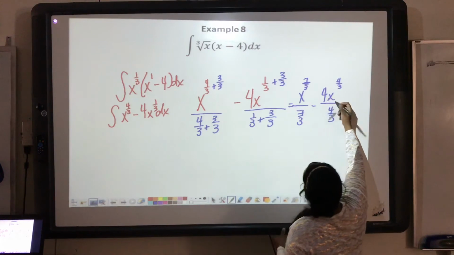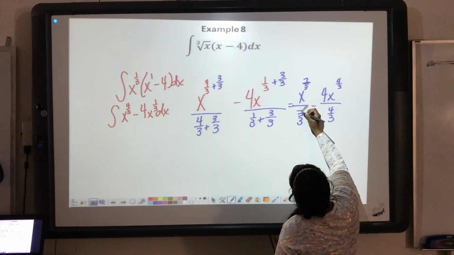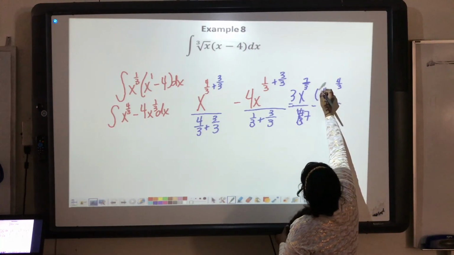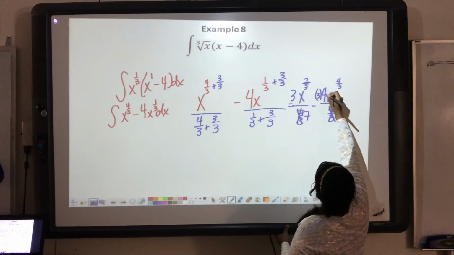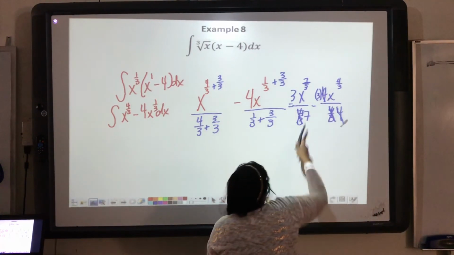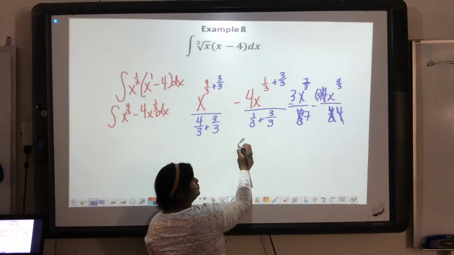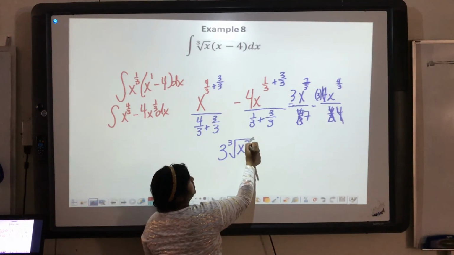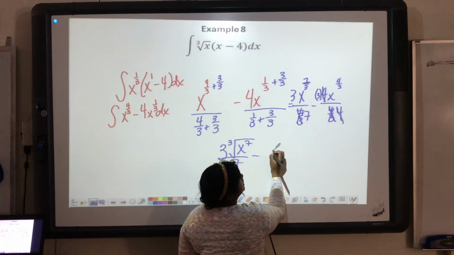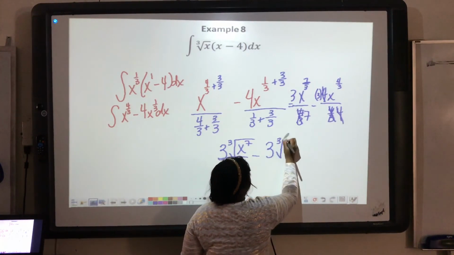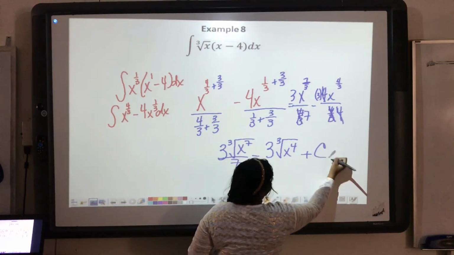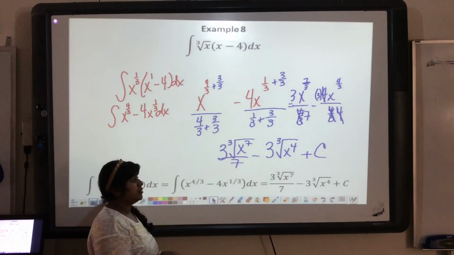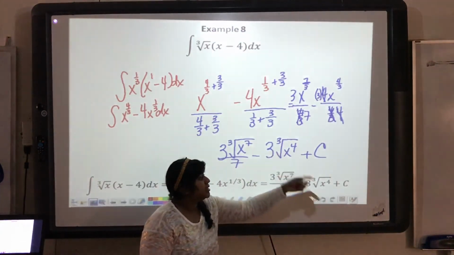Again, I want to flip these and deal with that. So that becomes 3 over 7. And this becomes 3 over 4. I can see my 4's are going to cancel out. And then we want to deal with this exponent up here. So this left one's going to be 3 cubed root of x to the 7th over 7 minus 3 cubed root of x to the 4th plus c. If I want to double check my work, which is a smart thing to do so we can catch any mistakes, and that is the correct answer.